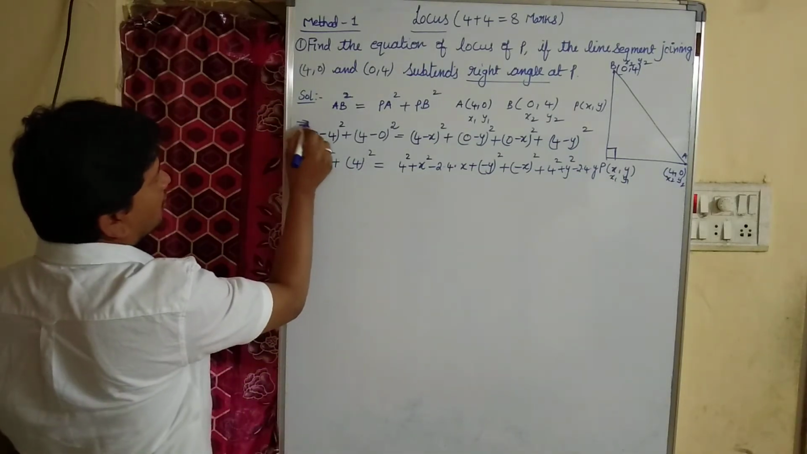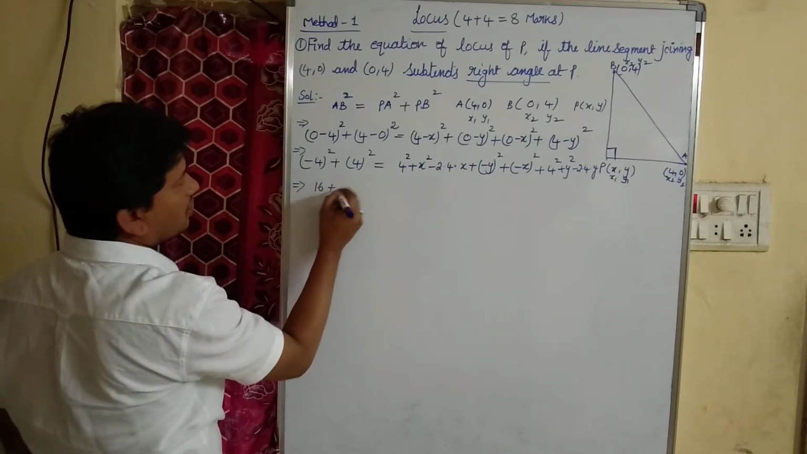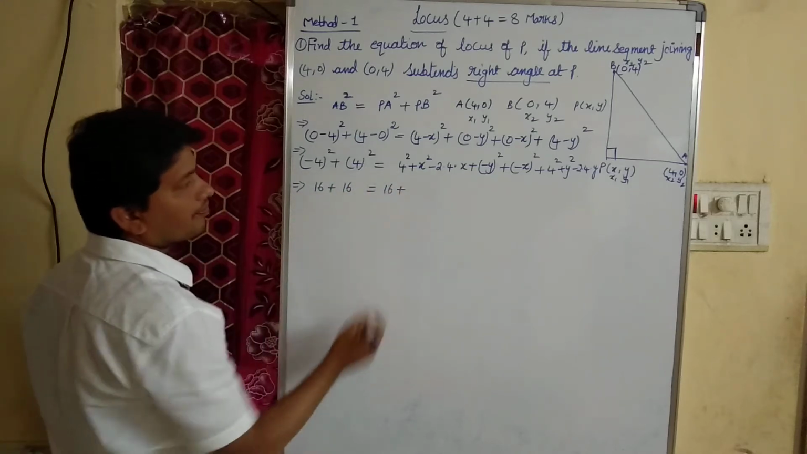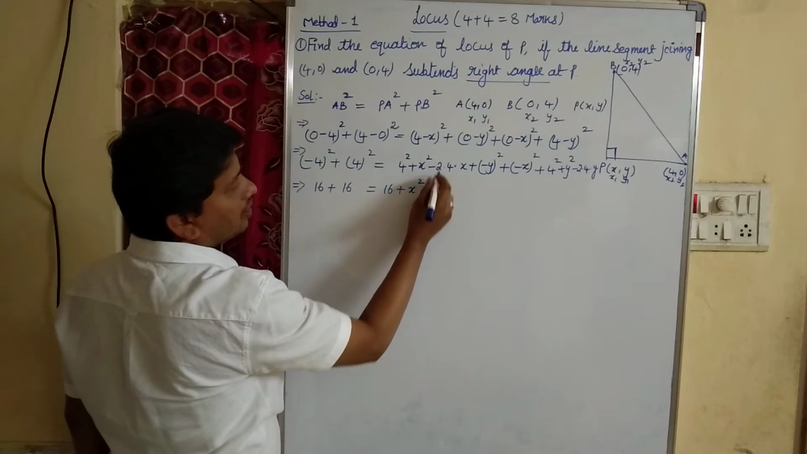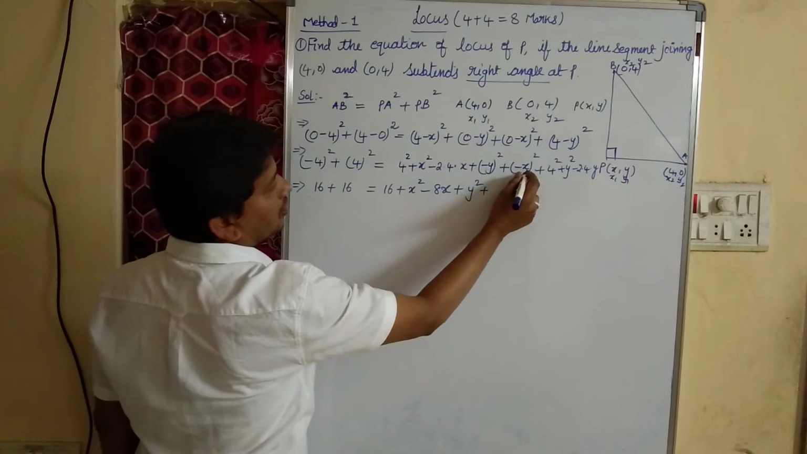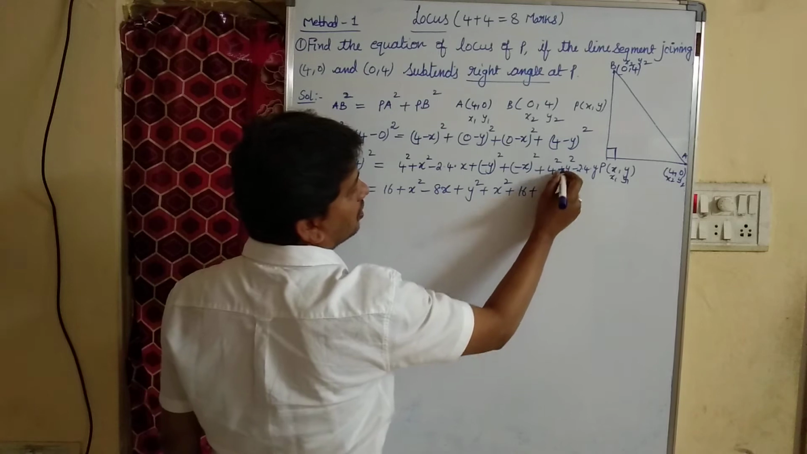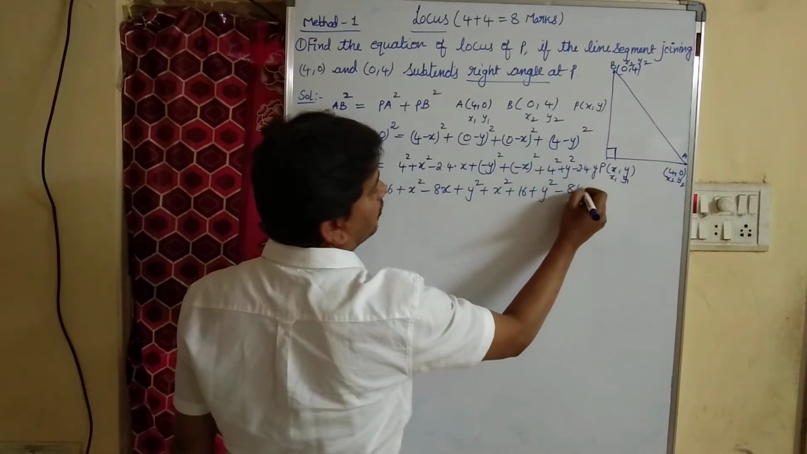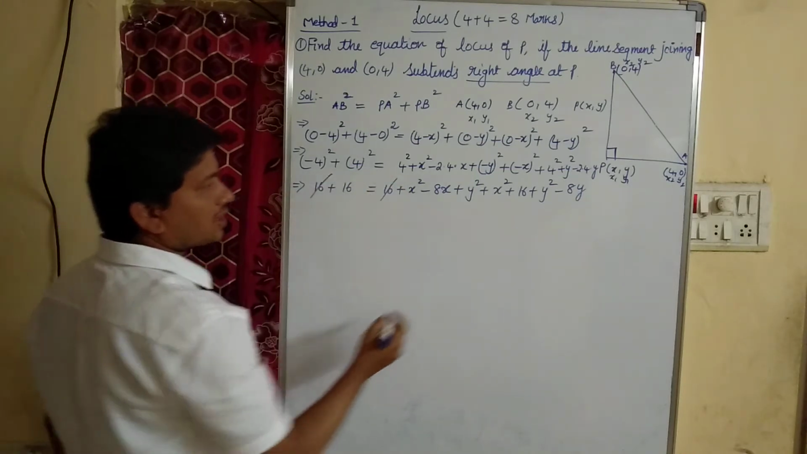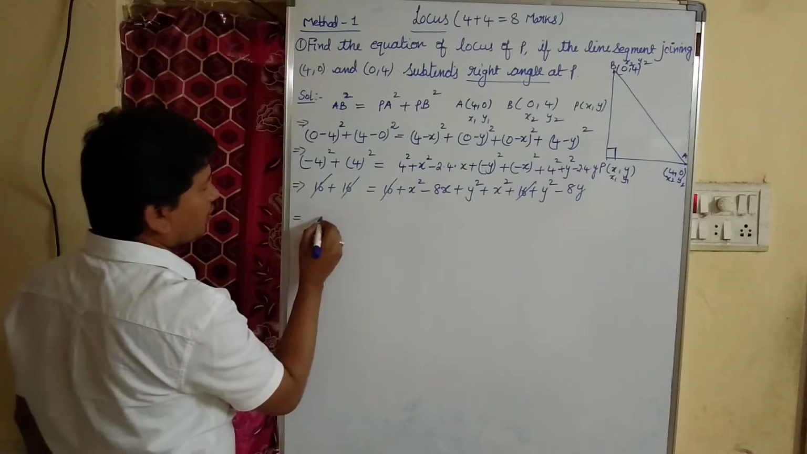Now minus 4 whole square: 4 square is nothing but 16, plus x square, minus 8x, plus y square, plus x square, plus 4 square means 16, y square, minus 8y. So 16 gets cancelled with 16. We don't have anything over here.